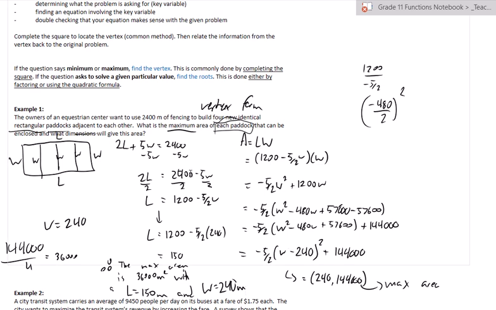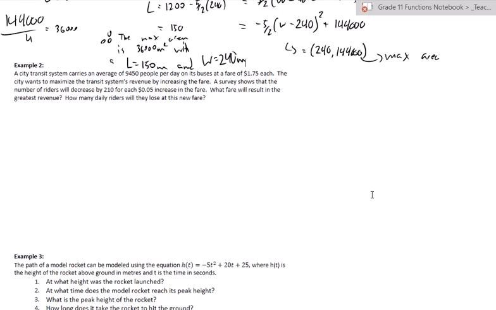Now, of course, not all problems will follow this method. Another type of problem we're going to encounter will look like this. In this case, a city transit system carries an average of 9,450 people per day on its buses at a fare of $1.75 each. The city wants to maximize the transit system's revenue by increasing the fare. A survey shows that the number of riders will decrease by 210 for each 5-cent increase in the fare. What fare will result in the greatest revenue, and how many daily riders will they lose at this new fare?